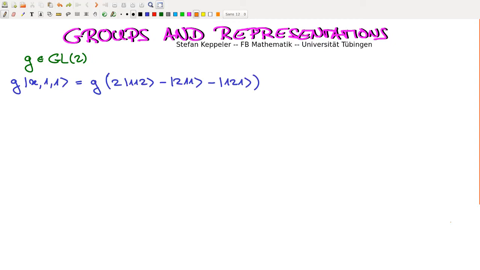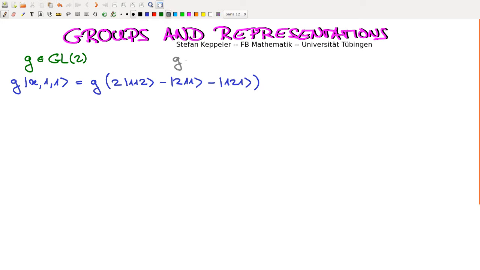Let's study what happens when we apply a GL2 element to this vector kappa 1,1, which we just constructed, which was this linear combination here, and each of these here was an element of a product basis. Recall also that G was our shorthand notation for the representation of GL2 on the tensor product, which was just multiplication with G itself in each of the factors.